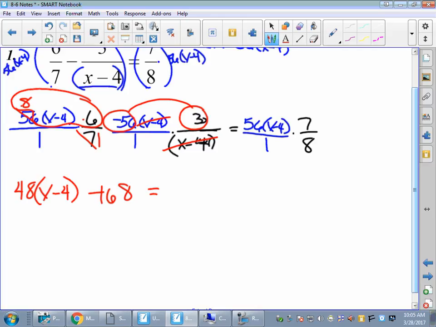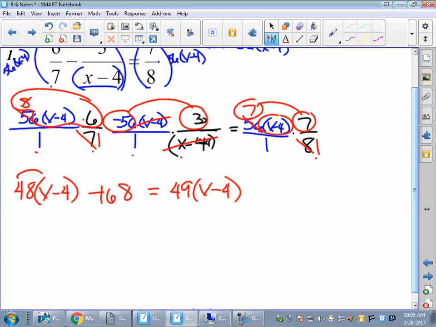And then that equals, the 8 goes into itself once, 8 goes into 56 7 times, so I actually have 49 times x minus 4. Don't forget the x minus 4. So again, I'm just going to leave that on the outside. Now that I have all of the denominators, if you look, all of my denominators canceled to 1. That's what's supposed to happen.